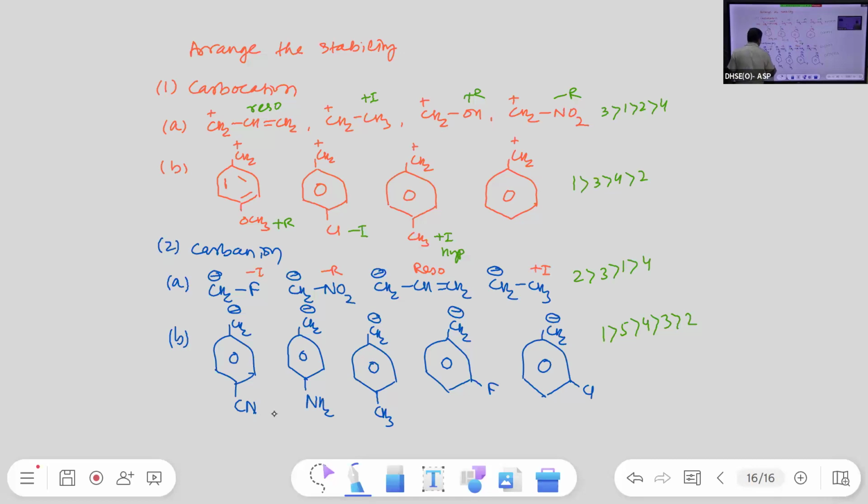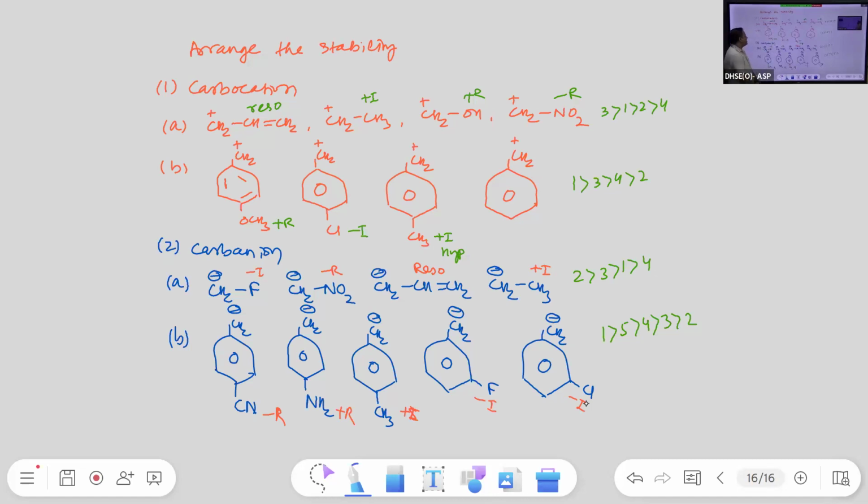Now I have written the effects. Now I will explain: minus R, plus R. This is plus I or hyperconjugation. This is minus I and minus I. Then you have to remember one point. In halogens, back bonding is also there and minus I is there. But generally, for electrophilic substitution in benzene, we have to think for minus I. Okay, back bonding. We have to think for minus I.